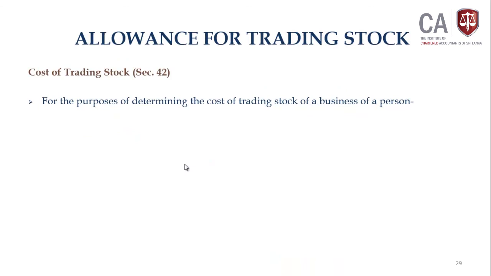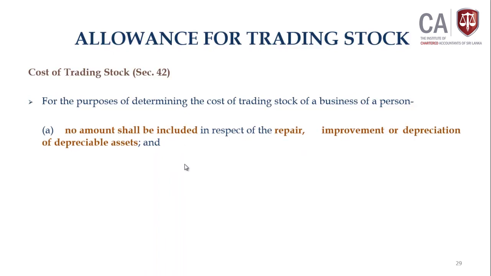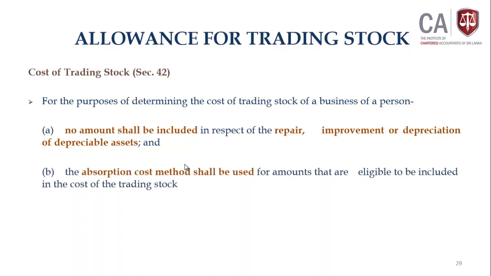The cost of trading stock is clarified under section 42. In determining the cost of trading stock of a business, no amount shall be deducted in respect of repair, improvement or depreciation of the depreciable asset. This expense should not be charged as a cost of trading stock in valuation. You only have to apply the absorption cost method, in contrast to the marginal costing method.